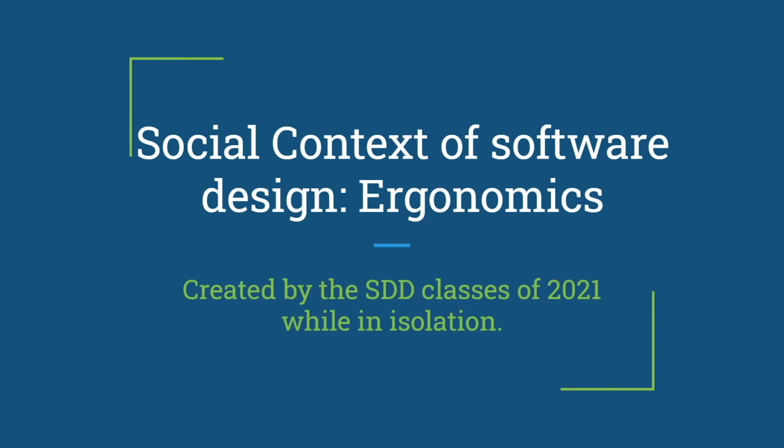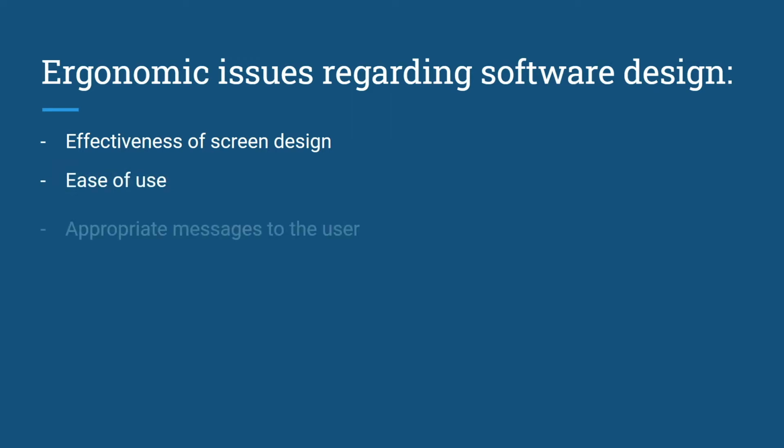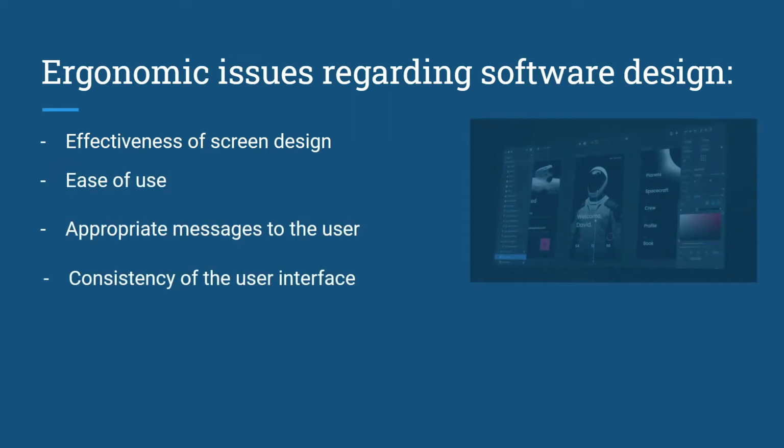Social context of software design, specifically looking at ergonomics. When considering the ergonomics of a project or regarding software design, it is important for us to investigate effective use of screen design, ease of use, appropriate messages to the user, and consistency of the user interface.